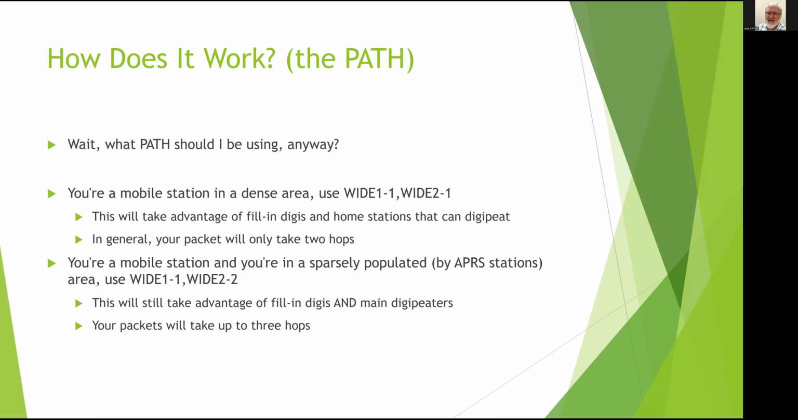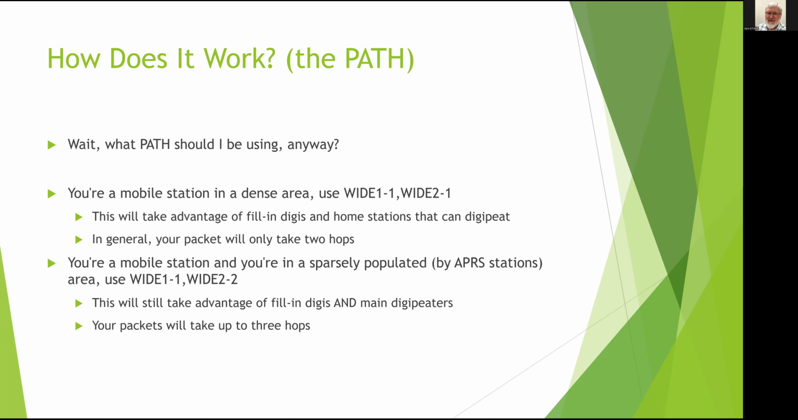If you want to know what path you should be using, it depends on what you're doing and what you want to accomplish, right? So if you've got a mobile station and you're in a fairly dense area, use WIDE1-1, comma, WIDE2-1. Now, keep in mind, this is a path, right? So it's going to use up that first one first and then use up that second one. So what's going to happen with WIDE1-1 is the first digipeater is going to use that. It's going to say, oh, he wants 1. There's 1 left.